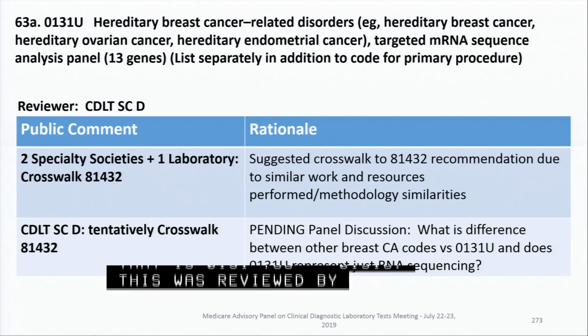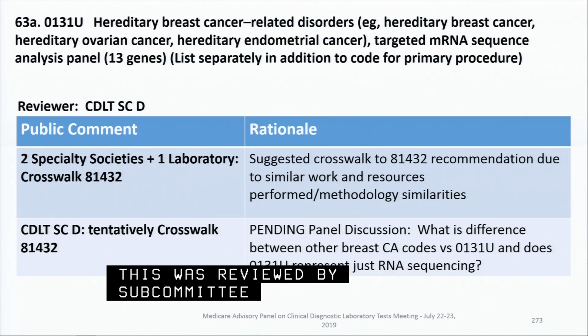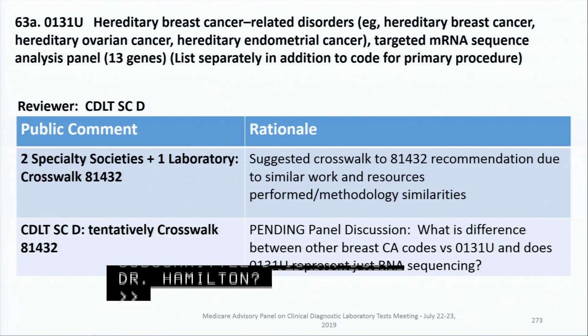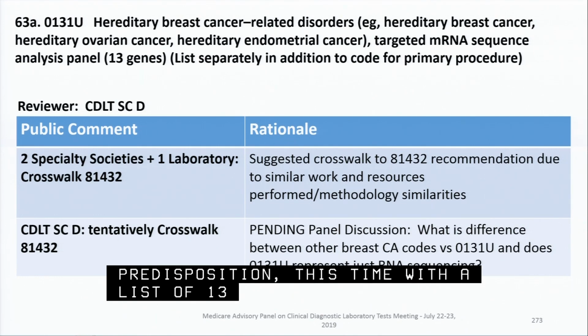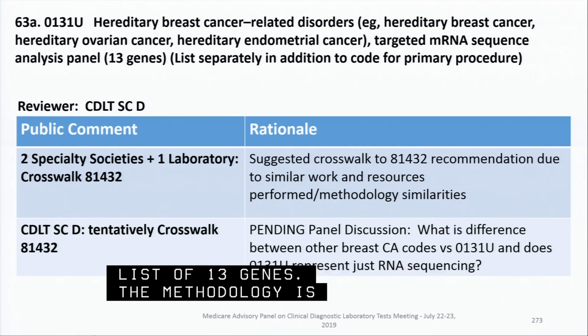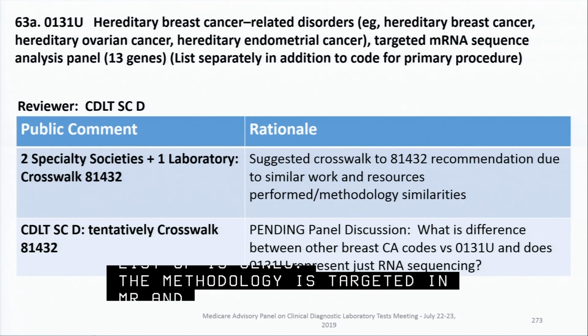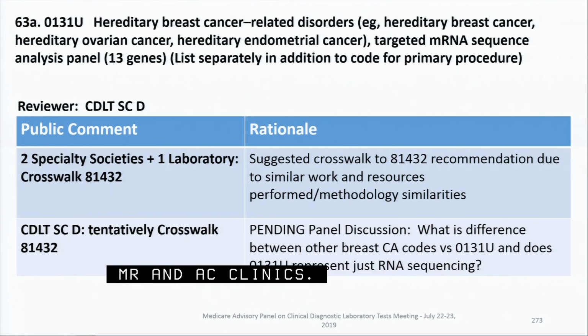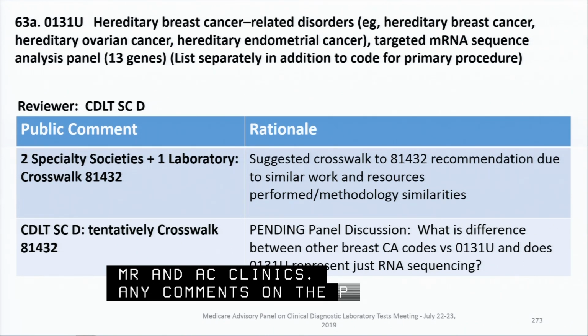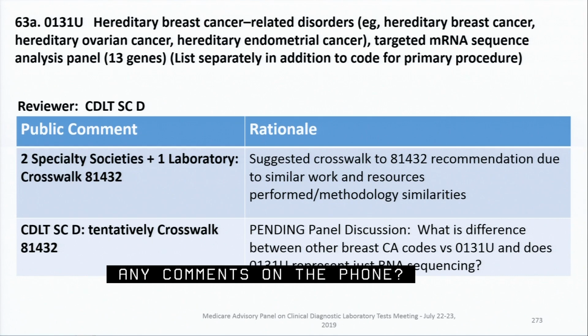Hamilton. Thank you. Return to breast cancer predisposition, this time with a list of 13 genes. The methodology is targeted mRNA sequence. And the crosswalk that seems appropriate for this is 81432. Any comments from those on the phone? Those in the room here? Any questions for each other or for the owner of this code?